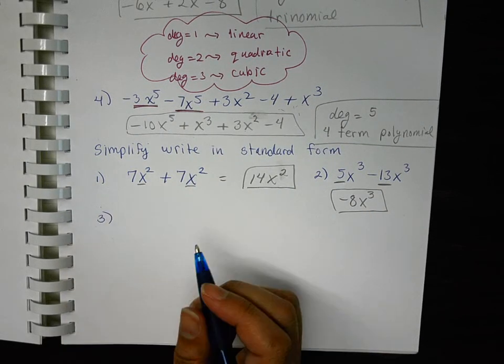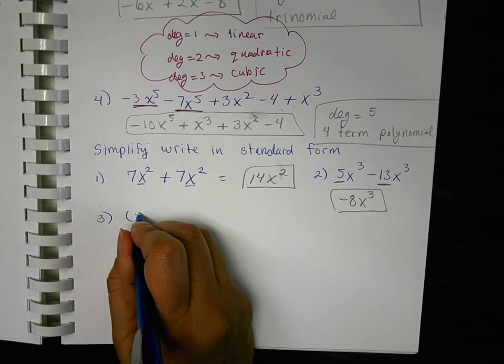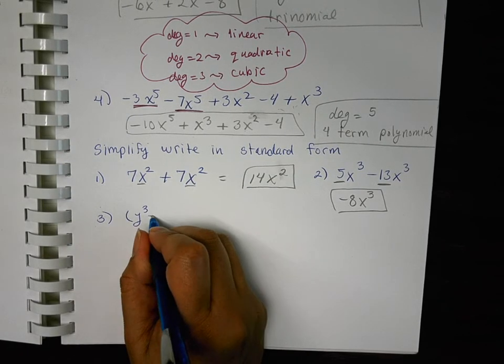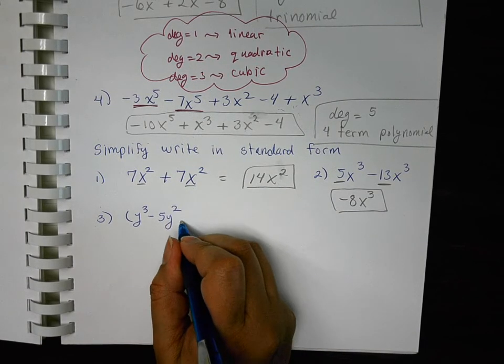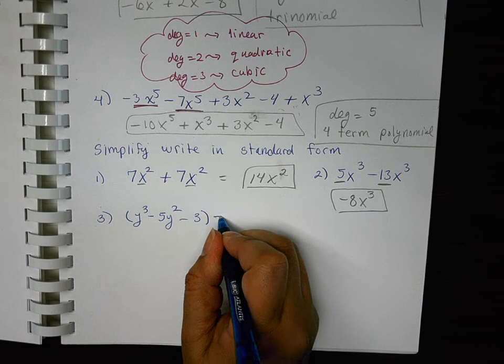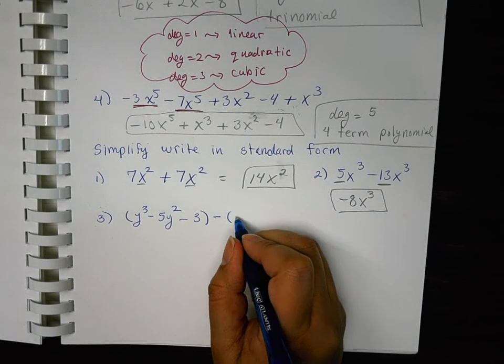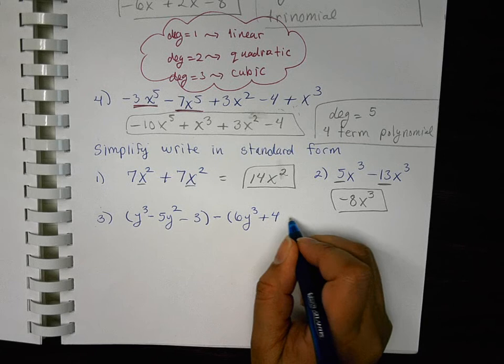All right, we're ready for a bigger problem. y cubed minus 5y squared minus 3 in parentheses. That was y cubed minus 5y squared minus 3 in parentheses, take away parentheses 6y cubed plus 4 minus 7y squared.